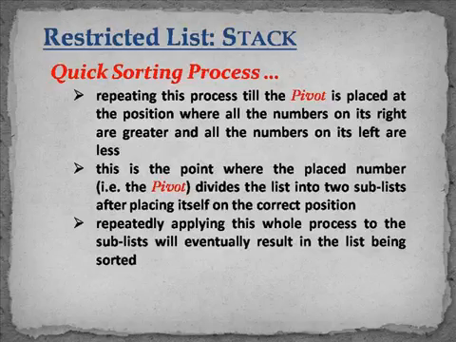Dear students, repeating this process till the pivot is placed at the position where all the numbers on its right side are greater and all the numbers on its left side are less. This is the point where the placed number, that is the pivot, divides the list into two sublists after placing itself on the correct position. Repeatedly applying this whole process of sorting to the sublists as well will eventually result in the list being sorted.